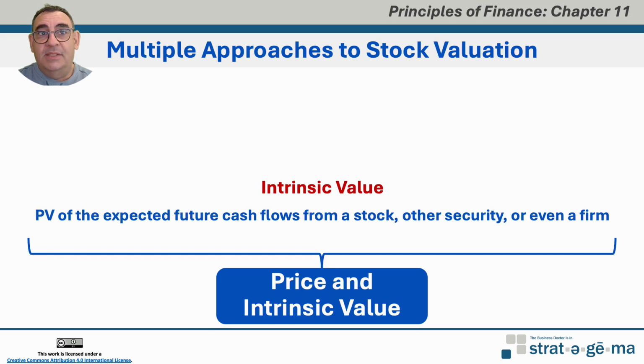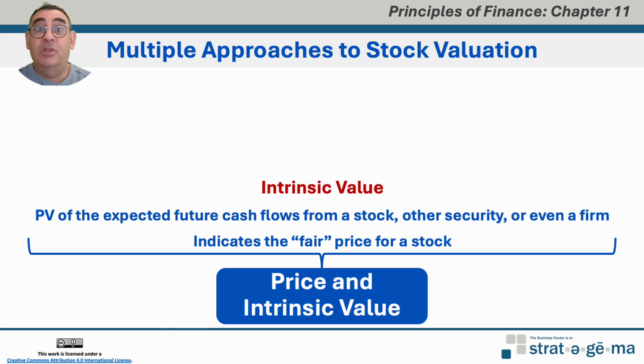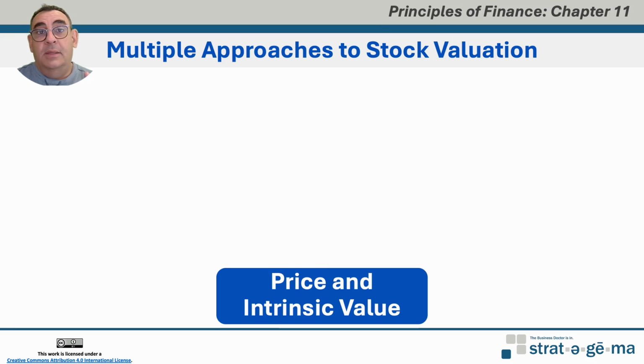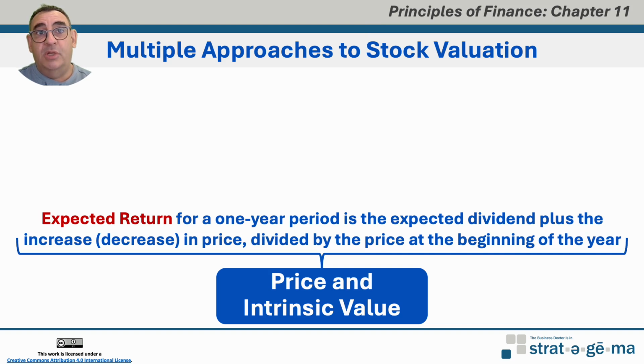Intrinsic value is the present value of expected future cash flows from either a stock, some other security, or even a firm, and it indicates the fair price for a stock or company. So when we looked at bonds, the whole idea of calculating the present value of those future cash flows was to, in essence, calculate what the intrinsic value of the bond is. Well, in this chapter, we're going to do the same for stocks, and we can extend that to evaluation of companies later on. To help us come up with the intrinsic values, we need an expected return.